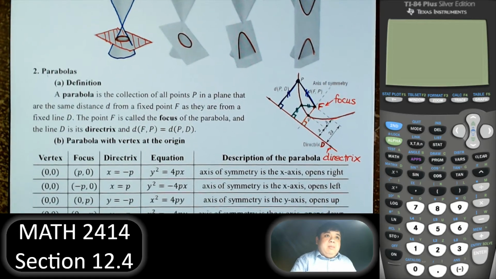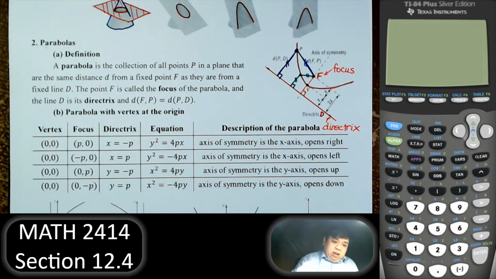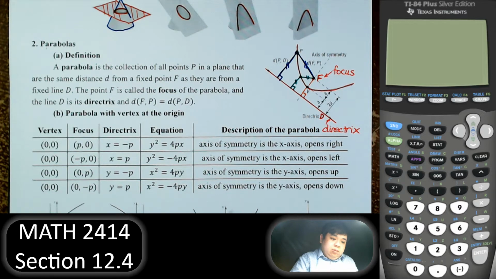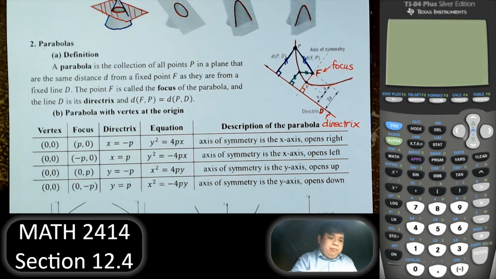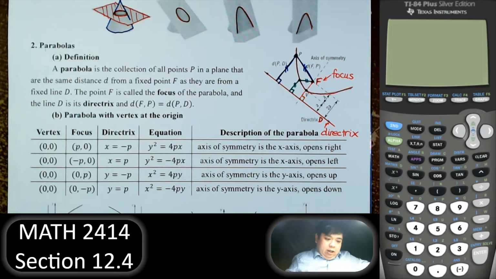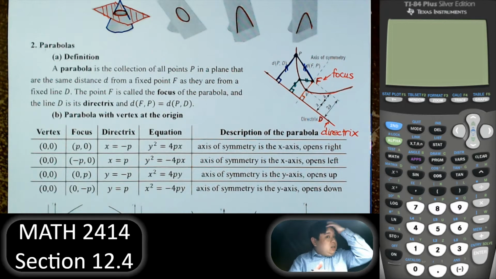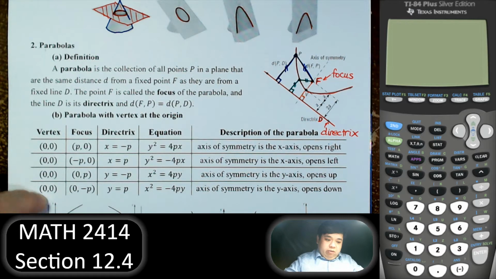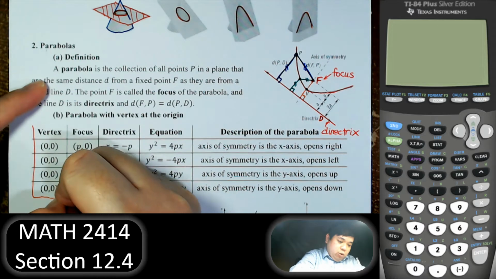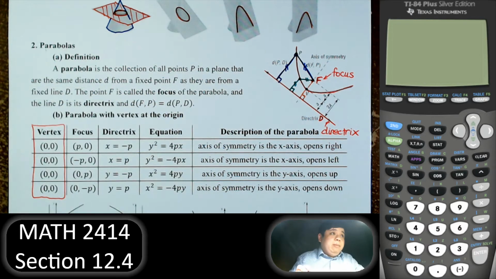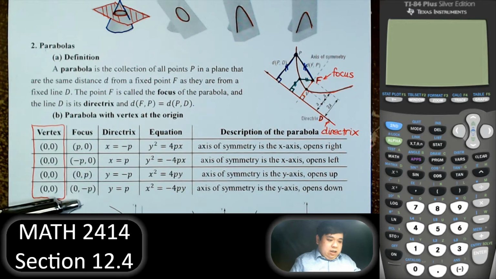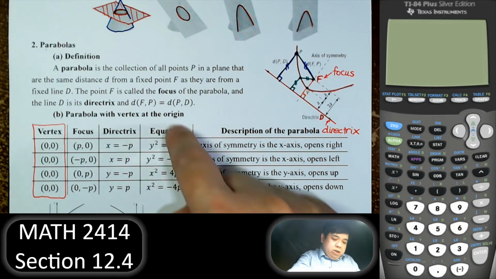And finally, mathematically, when we talk about the equation of a parabola, it will be in this form. And the nice thing about this is we only study the simple case where we have the vertex at the origin. So that's the simple case. And the focus and the directrix will be given, but the equation will be in that form.